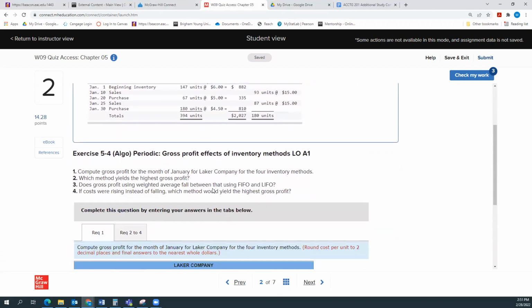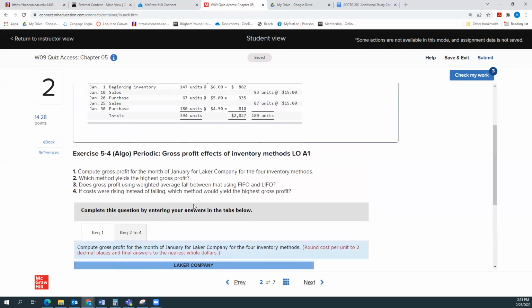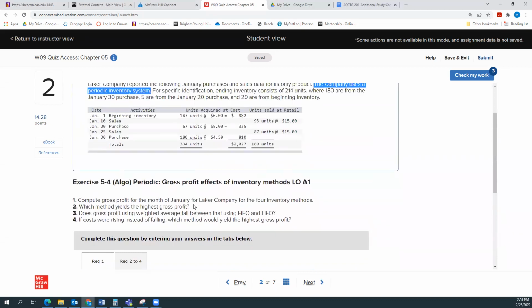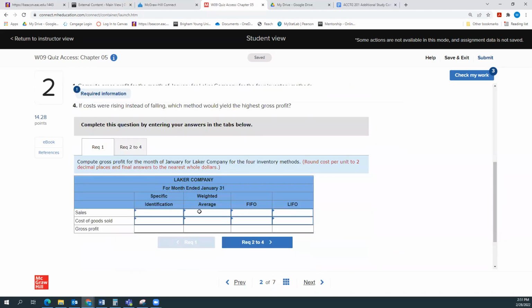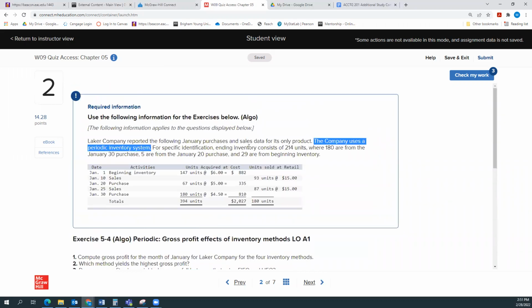All right. So the first one we're going to do is specific identification. Before I explain what that means, let's just figure out our sales, because our sales amount is going to be the same no matter what method we use, because the methods only give us different costs. So the sales, let's see.